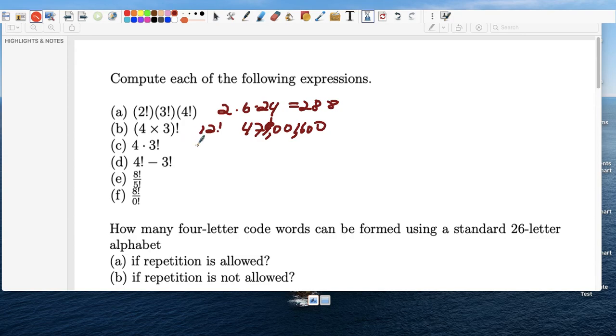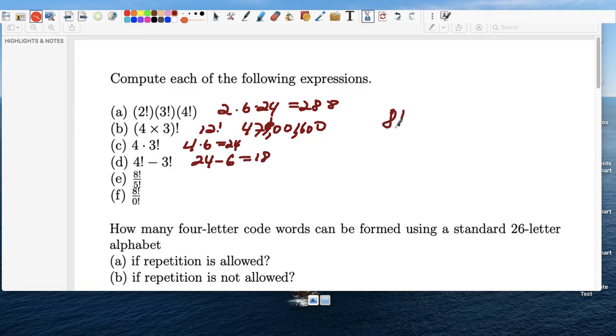479,001,600. 4 times 3. So this one is 4 first, and then we have to figure out what 3 factorial is. 3 factorial is 3 times 2 times 1, which is 6, so this is 24. 4 factorial is 4 times 3 times 2 times 1, which is 24. 24 minus 3 factorial, which is 6, gives you 18.